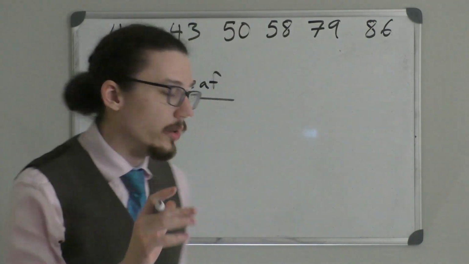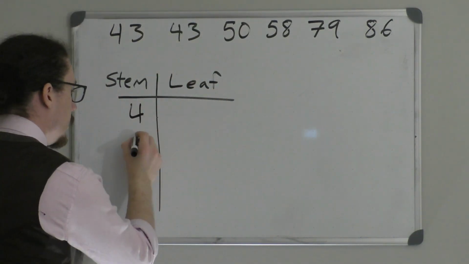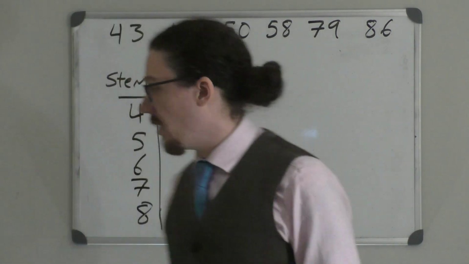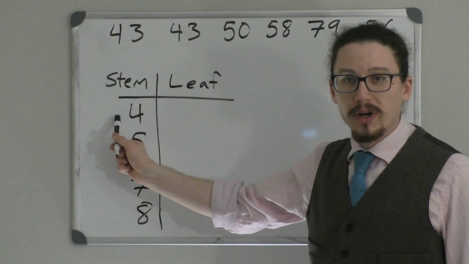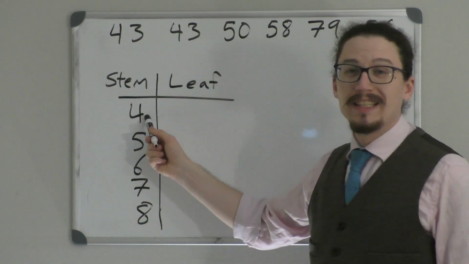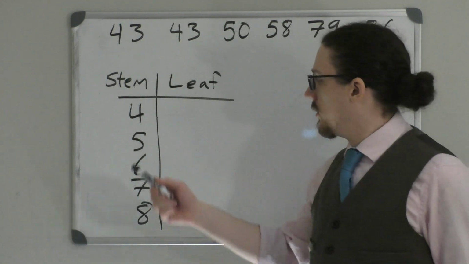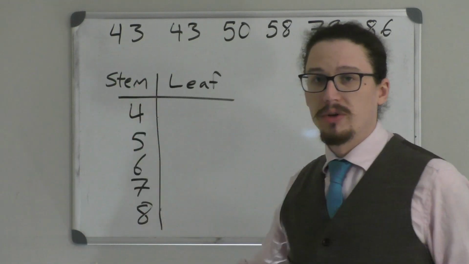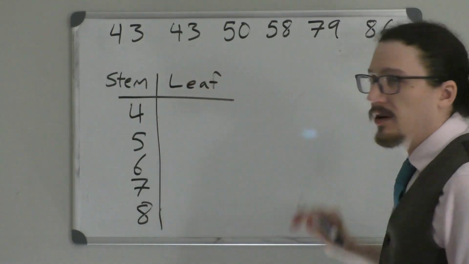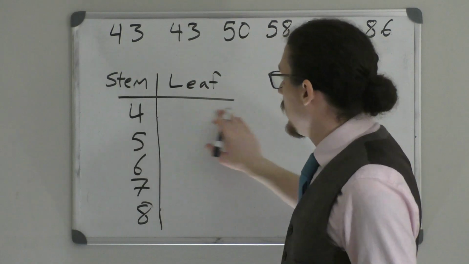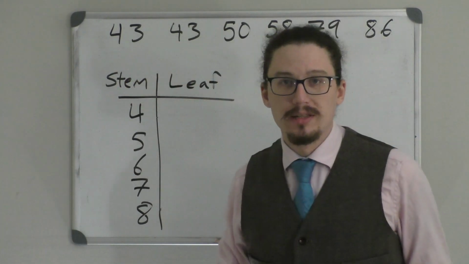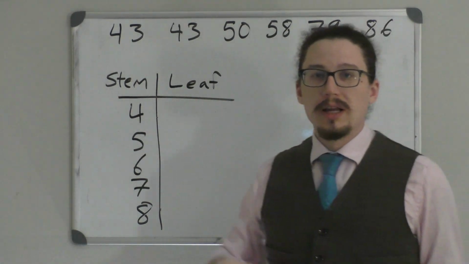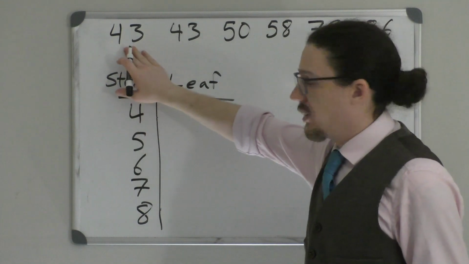We know we've got 40s through 80s, so we need stems of 4, 5, 6, 7, and 8. So the stem of 4 is 40, 5 is 50, 6 is 60, and so on and so forth. Once we have those stems there, we can fill in the leaves. The leaves are just the ones place in this case. So we're just going to put down that ones place for each value.